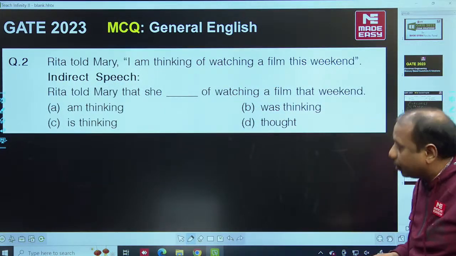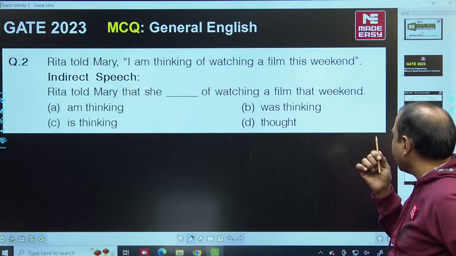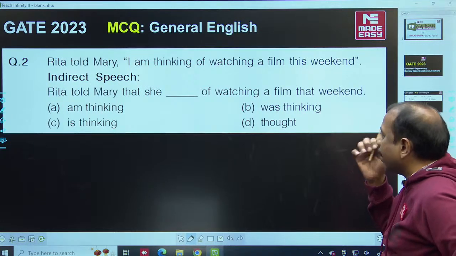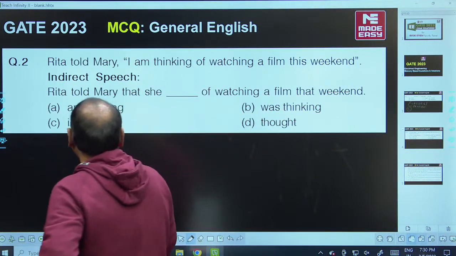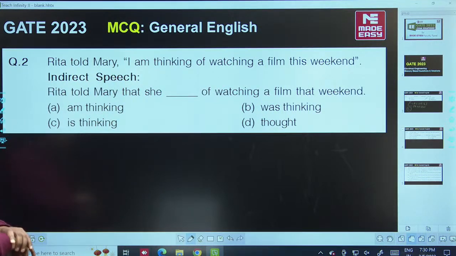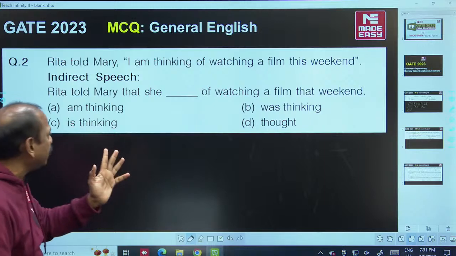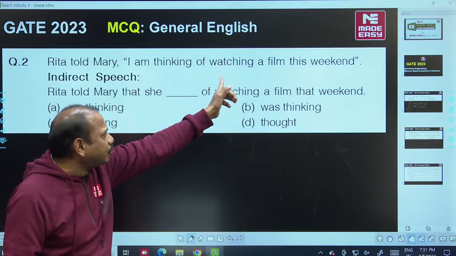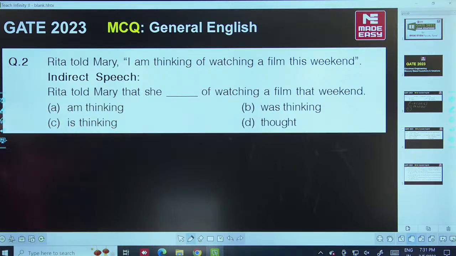This is based on grammar. Rita told Mary, I am thinking of watching a film this weekend, and you are supposed to find the reported speech of this particular expression. Reported speech means indirect speech. In the instruction it was reported form, but for the sake of convenience I kept indirect speech. So you are supposed to find the indirect speech of the highlighted statement in quotations.